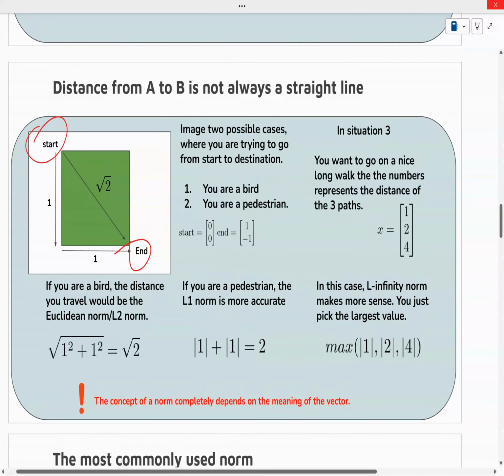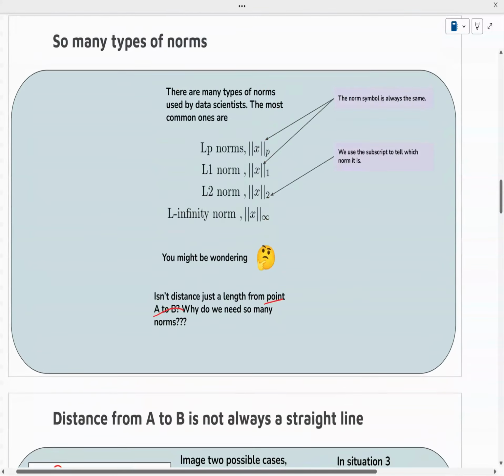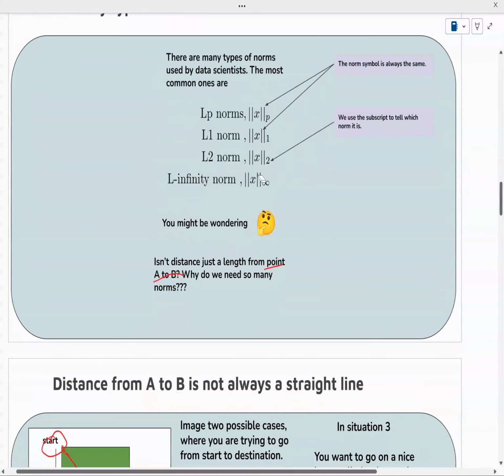So let's say we have a start and an end, right? You're trying to go from start to the end. And if you happen to be a bird, in order for you to get from start to end, you simply fly. Okay? And therefore the distance is simply the hypotenuse of this. So one squared plus one squared, square root, which will give you square root of 2. So if you're a bird, this will be one way of measuring, which is called the L2 norm, or also known as the Euclidean norm. So over here, L2 norm, that is if you're a bird.